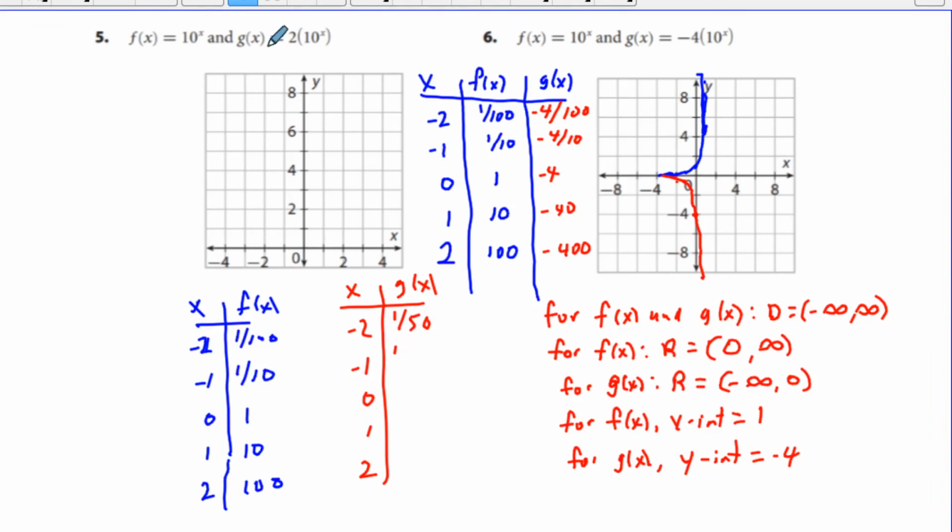I got it wrong, don't I? You know what? No, that's right. 2 tenths is 1 5th. We have 1 times 2 is 2. 10 times 2 is 20. 100 times 2 is 200.